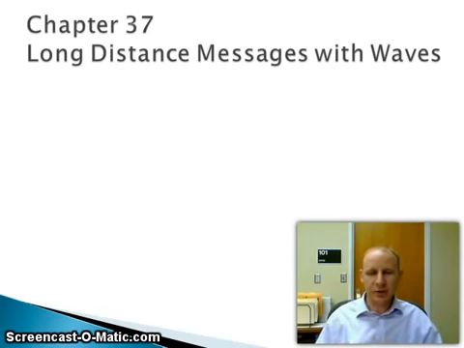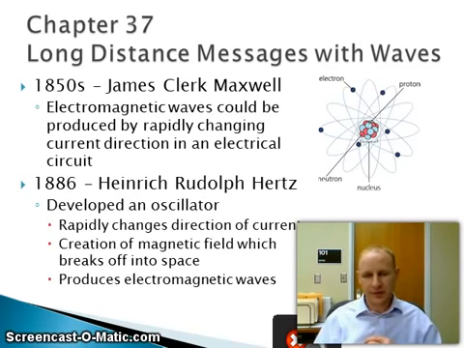Well, this is all made possible via electromagnetic waves. It was first discovered by James Maxwell in the 1850s, where he found that an electromagnetic wave could be produced by rapidly changing the current direction in an electrical circuit. This was further solidified by Heinrich Hertz, Hertz being the frequency measurement, in 1886, who then developed an oscillator. What an oscillator does is rapidly change the direction of current, which creates a magnetic field, and as that magnetic field is produced, it breaks off into space, and therefore creates an electromagnetic wave.